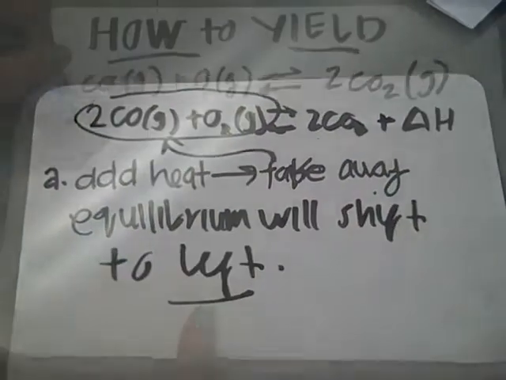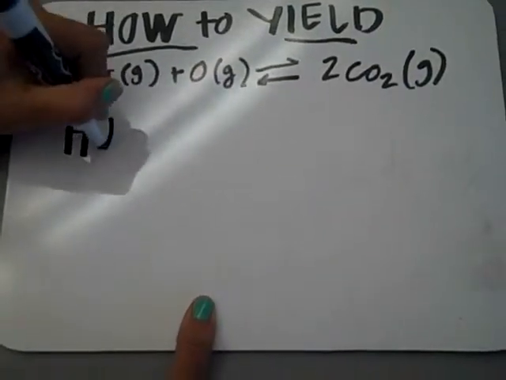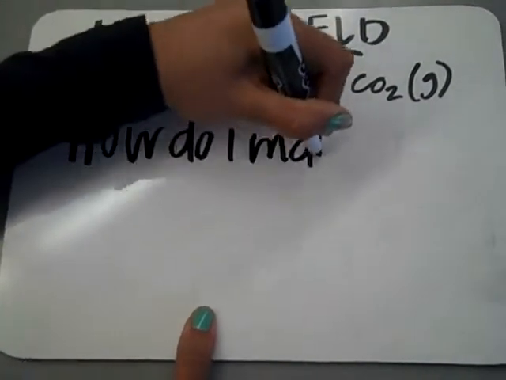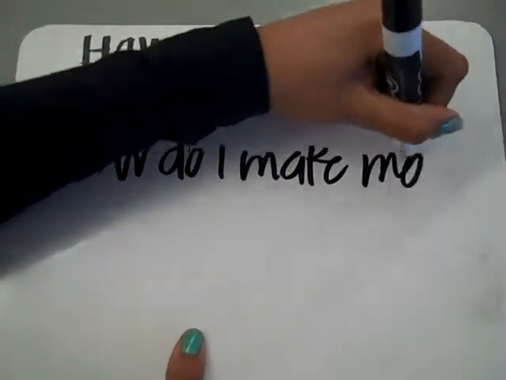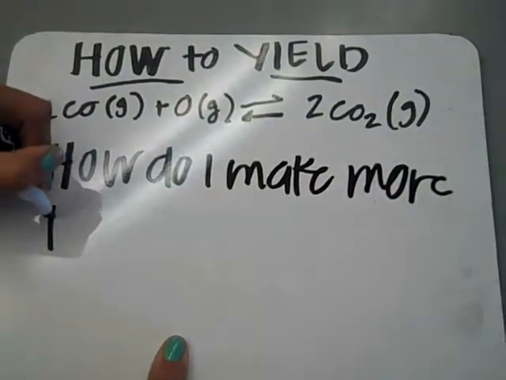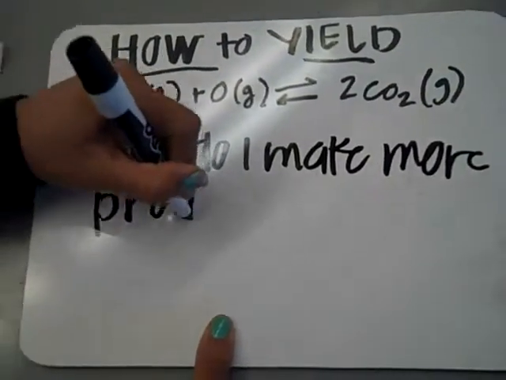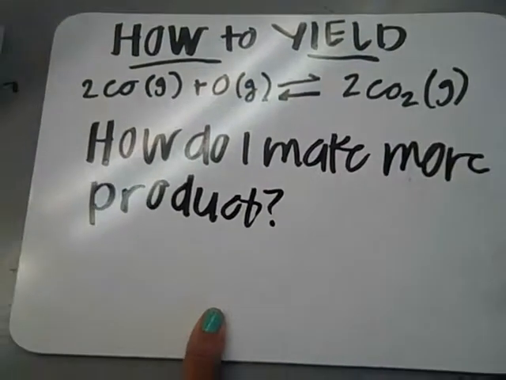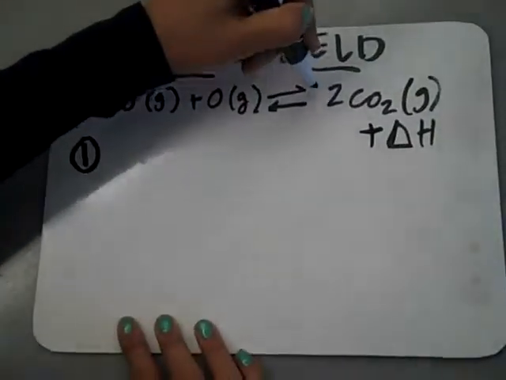So how to yield more product? You have to think, what will make it go towards the right? So the first thing is to take away heat because the system will want to add heat, so it will go towards the heat.